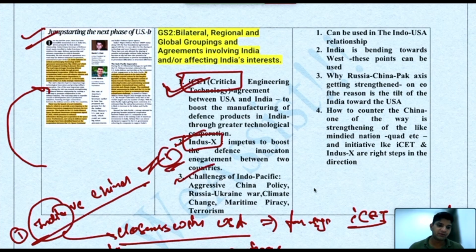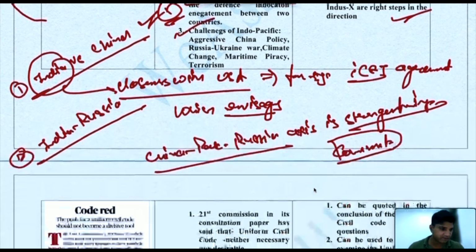So this is the beauty of the mains, that you can predict to a great extent about the answers. We have discussed Indo-USA, and bending towards the West, which was also already explained. In the India and China context also we can use this.